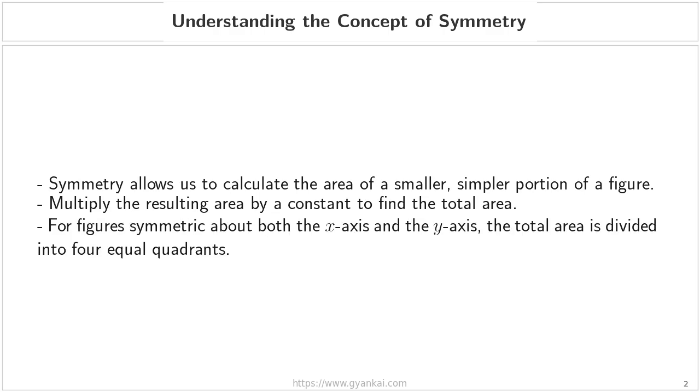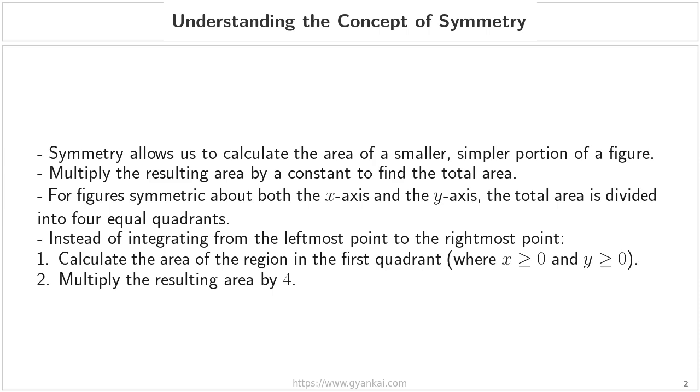This is particularly useful for shapes that are symmetric about both the x-axis and the y-axis. In such cases, the entire figure is divided into 4 identical, equal quadrants. So, instead of the heavy lifting required to integrate from the leftmost point of the shape all the way to the rightmost point, we can follow a much smarter two-step process. First, we calculate the area of just the region located in the first quadrant. That is, the area where x is greater than or equal to 0 and y is greater than or equal to 0. Second, we take that area and multiply it by 4.